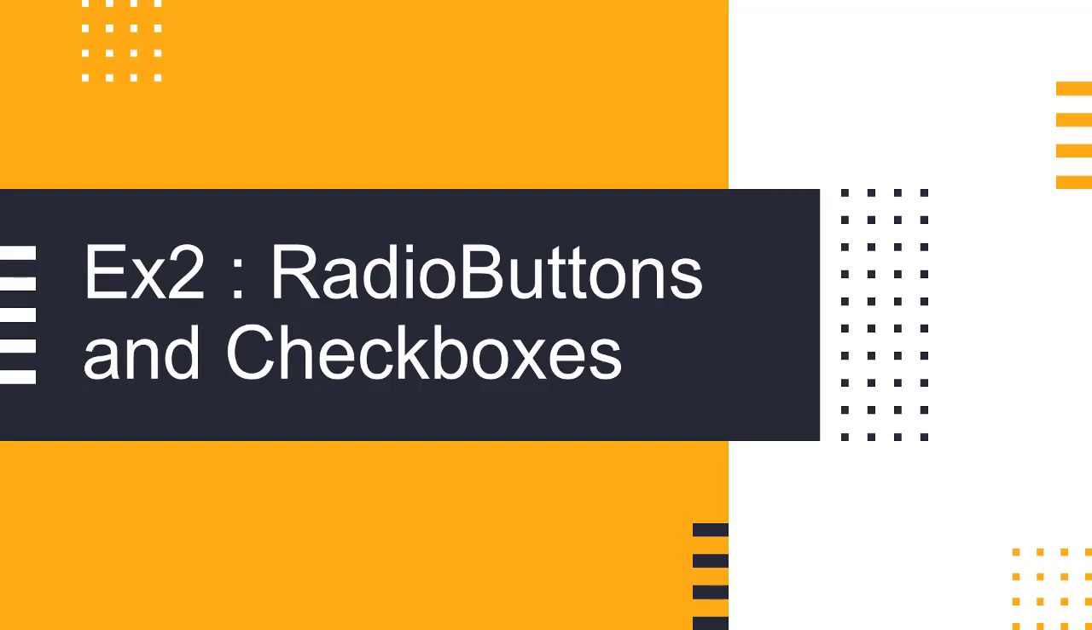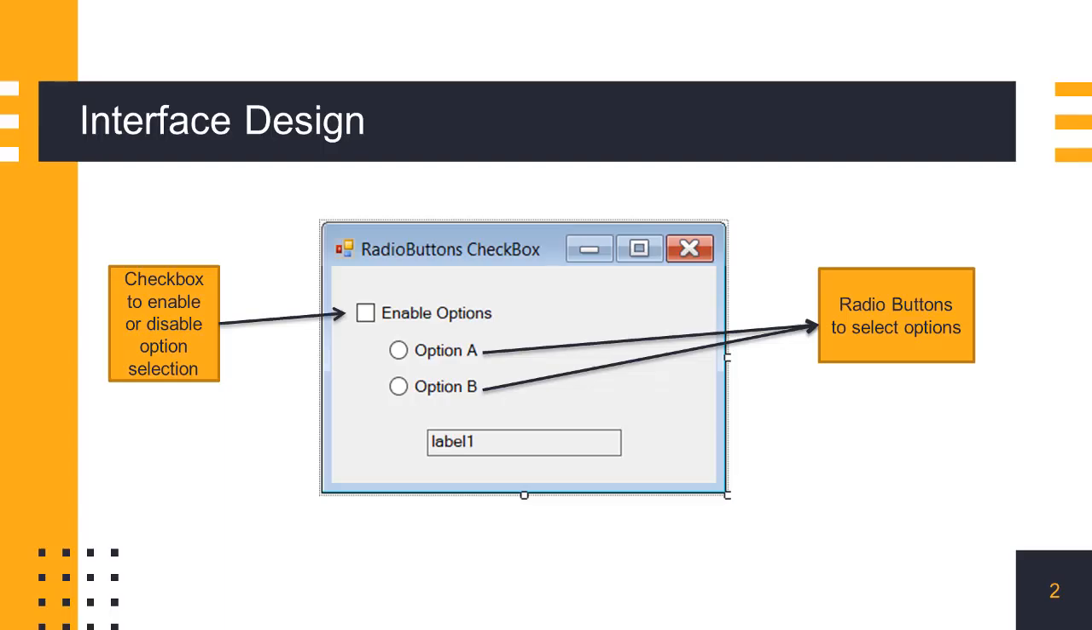In this exercise, we will design the user interface using radio buttons and checkboxes. Here is a simple exercise where the checkbox is used to enable or disable the radio button controls. Radio buttons are used where we want the user to select between two options or more.